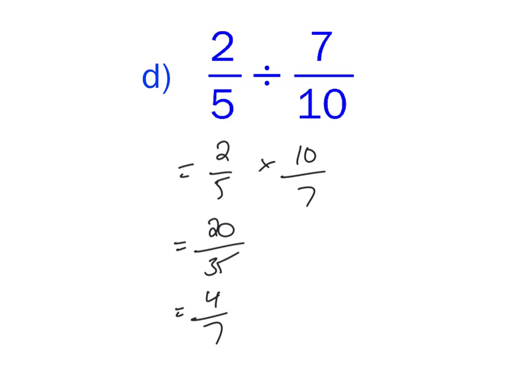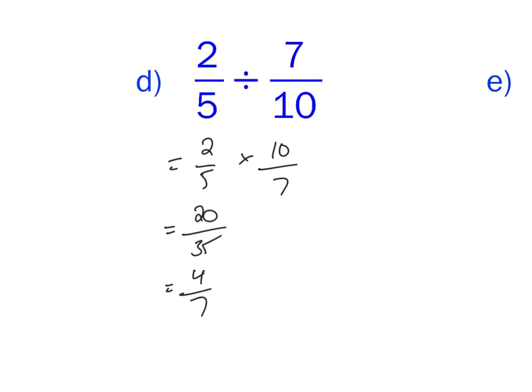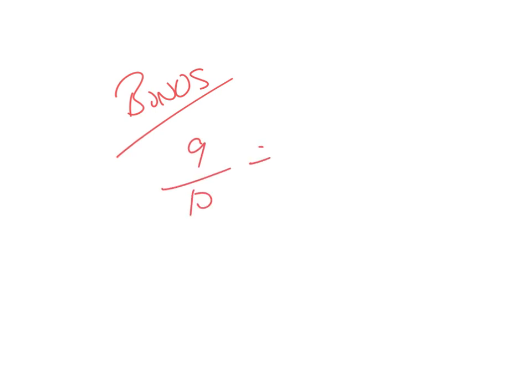Let me give you an example of a friendly question that you might get. These would not be very common, but you might see them once in a while. This is not on your page. This is a bonus question because you asked for it. So if you had something like, let's say, 9/10 divided by 3/5.